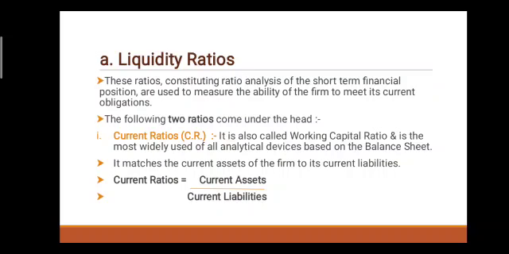Generally, a current ratio of 2 is considered satisfactory. A current ratio of 2 means for every 1 rupee of current liabilities, 2 rupees of current assets are available to pay them. A satisfactory current ratio enables a firm to meet its short-term obligations and thereby ensures the smooth operations of business.